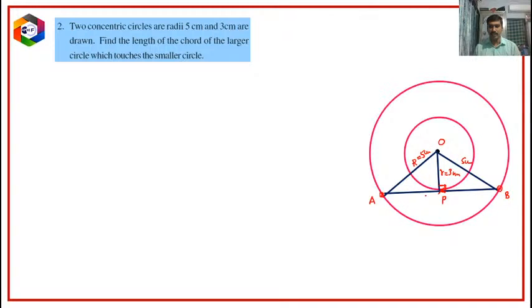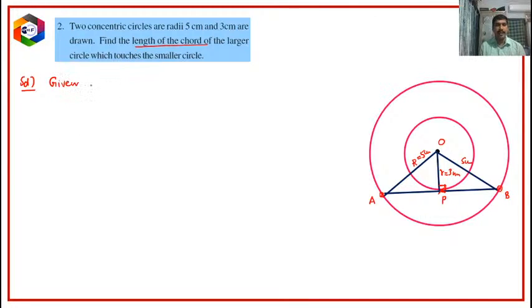Now the question is, we have to calculate the AB chord length. Children, we have to calculate the AB chord length, that is, find the length of the chord of the larger circle which touches that. So we will make use of mainly 2 points here. Observe children here. The first one is the radius given. What is given in the question? Just I am going to write first.